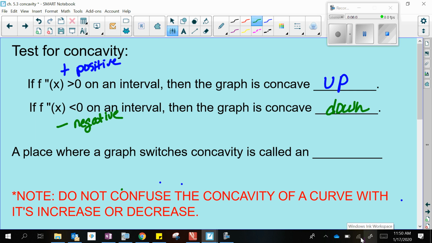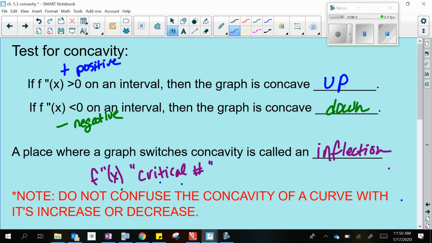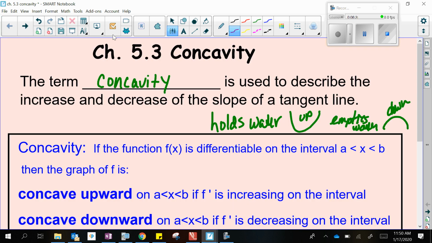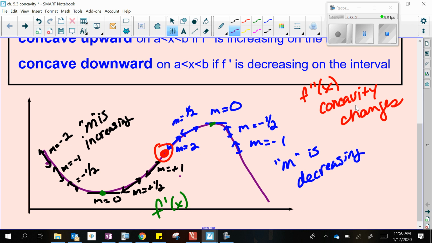Now, the place where the graph switches concavity, and this is actually going to be our type of critical number for the second derivative, is called an inflection point. So instead of a max or a min or an extrema, we're looking for inflection points. On my previous graph right here, this would be an inflection point.